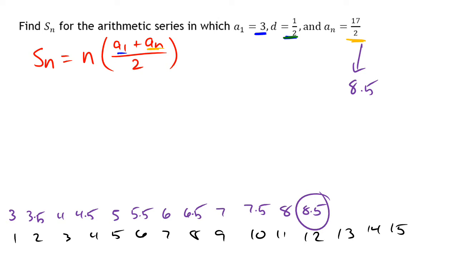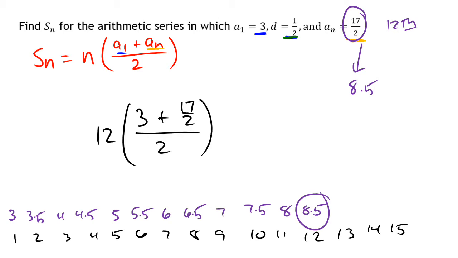So 17 halves is the 12th term in this sequence. So I now know that there are going to be 12 terms. It's going from the first term to the 12th term. So now we can plug everything in. There are 12 terms, and the very first term, a sub 1, is 3, and the last term is 17 halves, and this is all over 2.